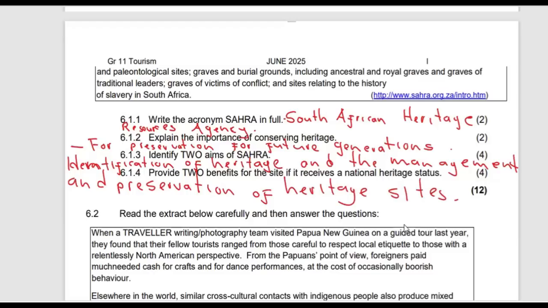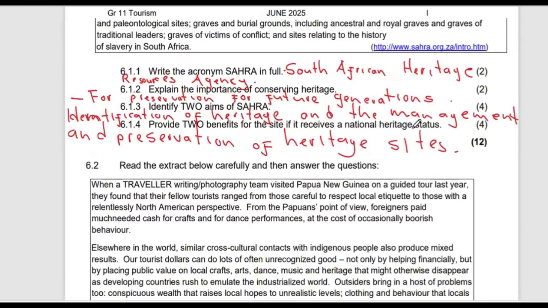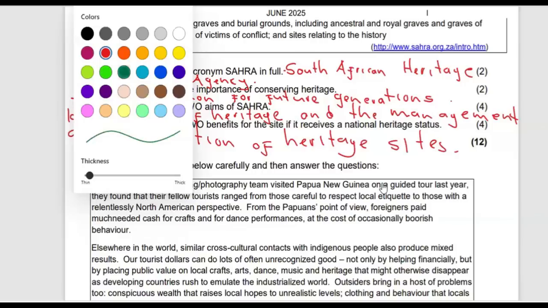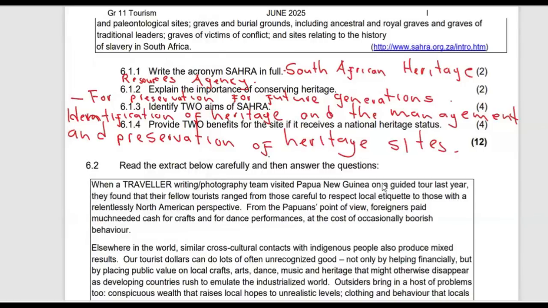Then 6.1.4 states two benefits for the site if it receives national heritage status. So if a site is given national heritage site status, this is actually good because, if a site receives heritage status, it means that it attracts more tourists.